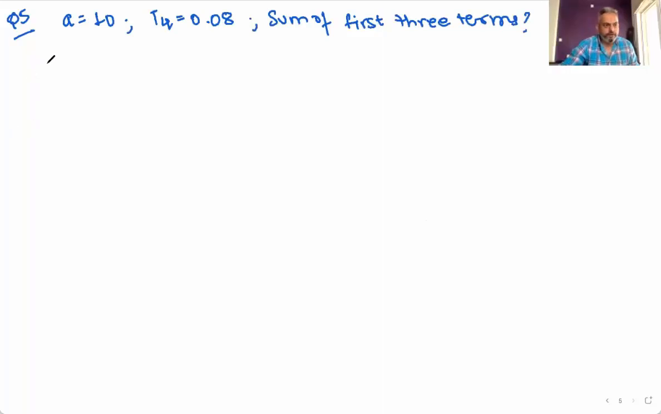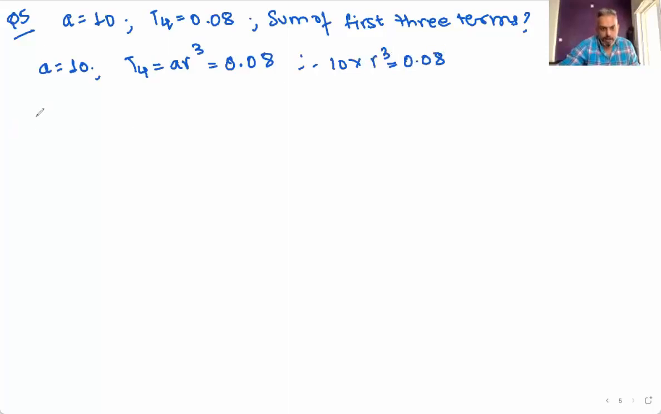So not to worry, very simple. A is equal to 10. T4 is equal to A into R raised to 3, which is equal to 0.08. Therefore, 10 into R raised to 3 is 0.08. Now R cube is equal to 0.08 divided by 10, so it will be 0.008, which is equal to 0.2 raised to 3. Therefore, R is equal to 0.2.